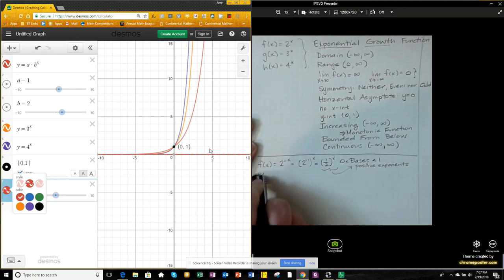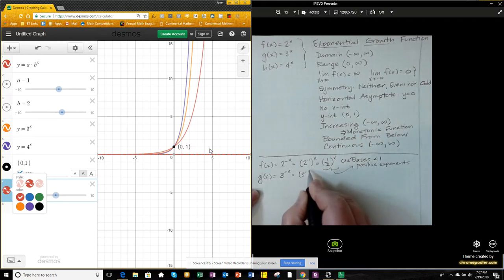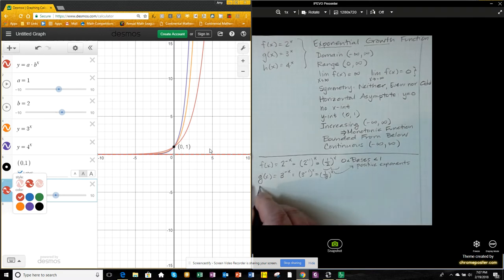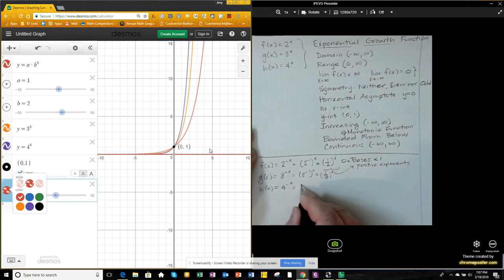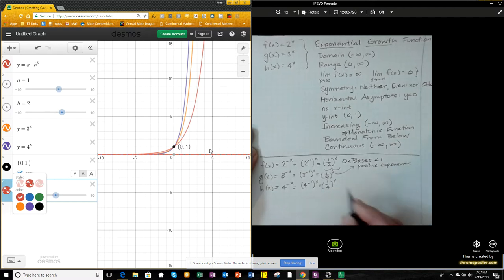All right, what about if I make my second function similarly, g of x is equal to 3 to the negative x? Well, that's going to equal 3 to the negative 1 to the x equals 1 third to the x. And then h of x, I could make 4 to the negative x, which would be similar to 4 to the negative 1 to the x, which equals 1 fourth to the x.